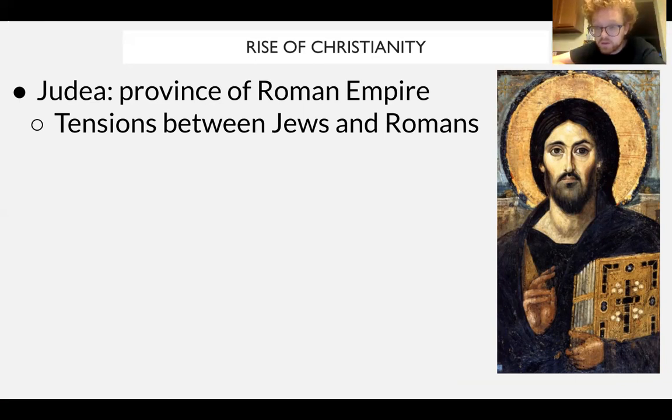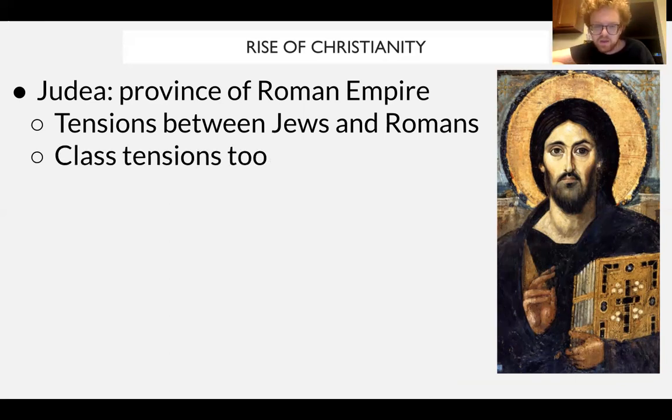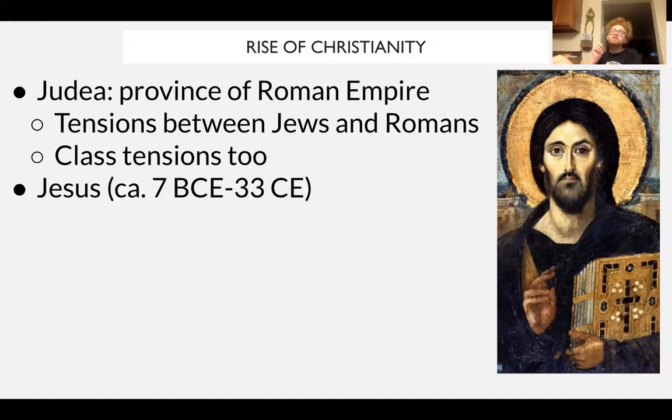Jews are monotheistic. They don't recognize the divinity of the Roman emperor. Whereas the Romans, they recognize the legitimacy and divinity of the Roman emperor. But there's also a bit of a class division that's going on in ancient Judea, not just between the Jews and the Romans, but within the Jewish community as well, between the temple elites and everyday people. So in this context, we are going to see the rise of a historic figure known as Jesus. You might have heard of him.